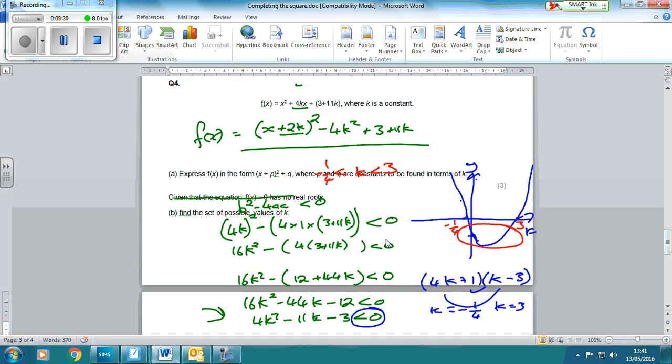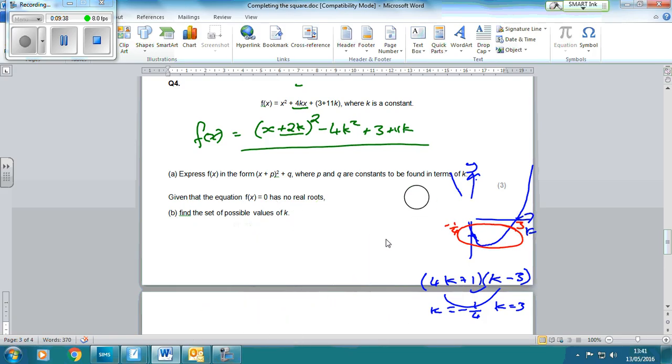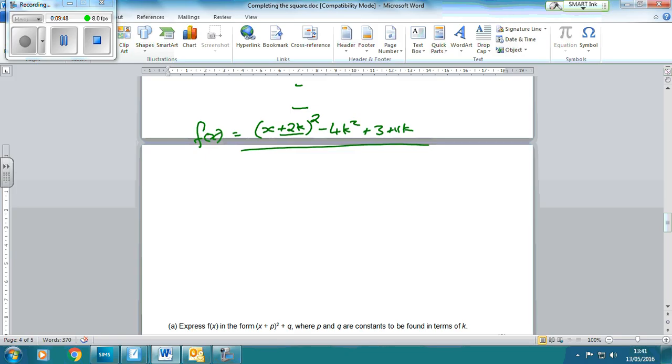It would help if I hadn't... oh no, I've still got it up here. So the completed square version is at the top there, and we've got to sketch this given that k is 1. So what we're going to do is substitute in k as 1, and then see what it looks like.